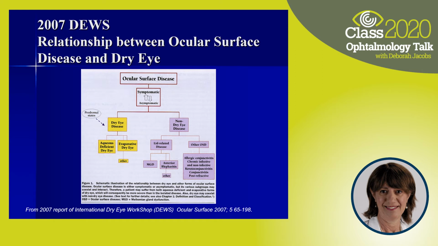In 2007, the International Dry Eye Workshop published this schematic showing that dry eye disease can be broken down into aqueous deficient and evaporative dry eye, and then there's everything else called non-dry eye disease. As I said, our understanding has become more sophisticated.